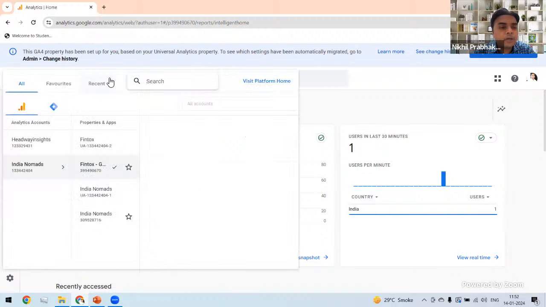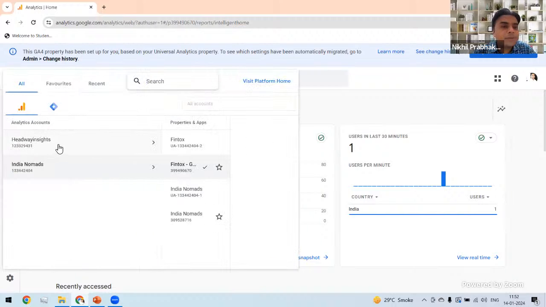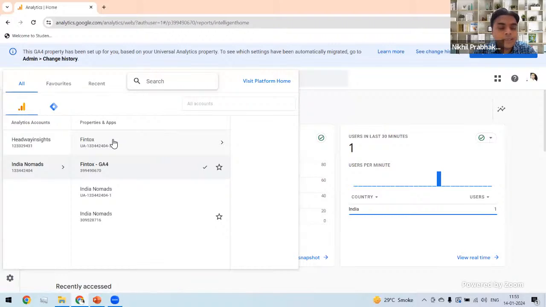If I click on this All Accounts, basically what happens in Google Analytics, you can create your account. Okay? An account is nothing but using your Gmail ID and a password, you will log in and you will create multiple accounts. Like here, I've named one as Headway Insights, another one as Indian Nomads. Under these accounts, we create properties. These properties are nothing but websites.